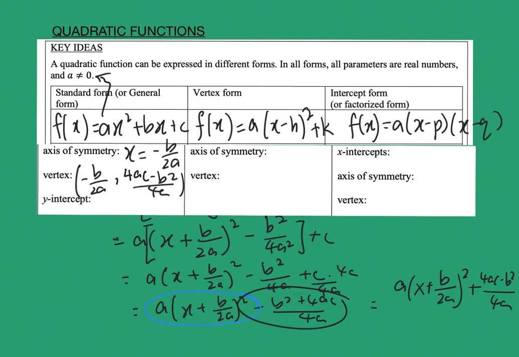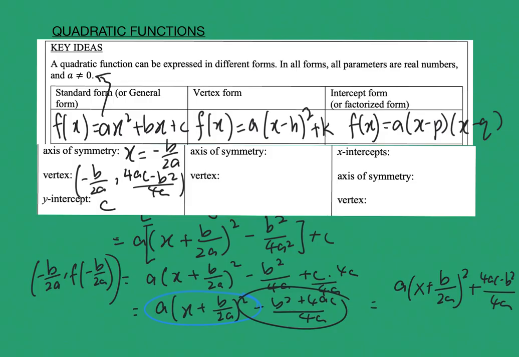Okay, another easier way, you don't have to memorize this expression, you can just write it as negative b over 2, and then f of negative b over 2 as your y value. And the y-intercept here will be equal to c.